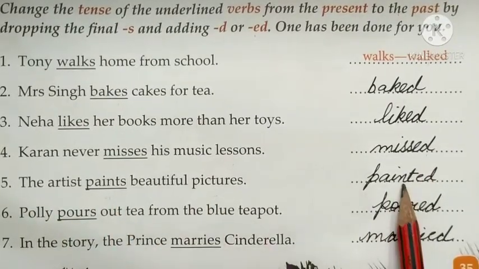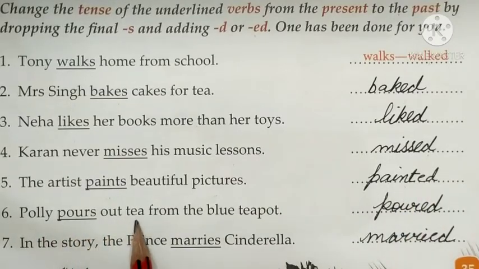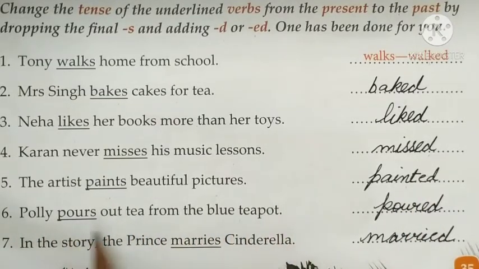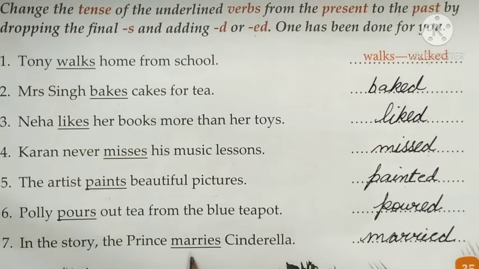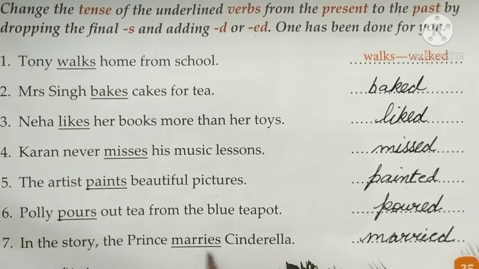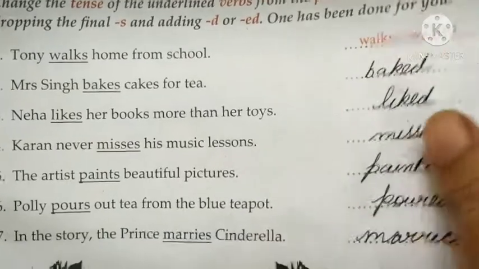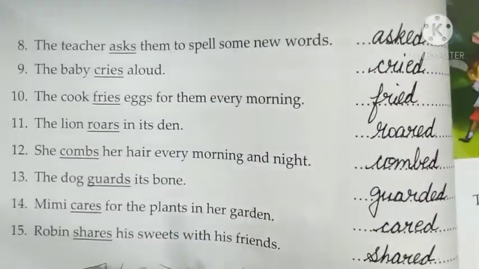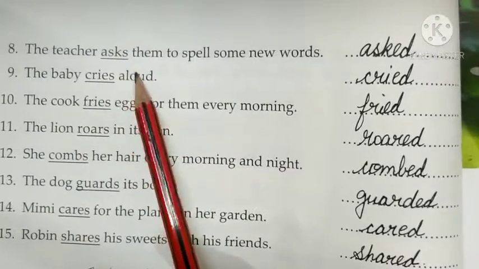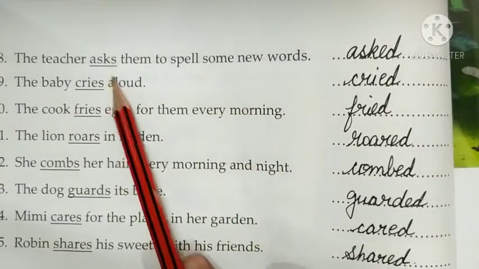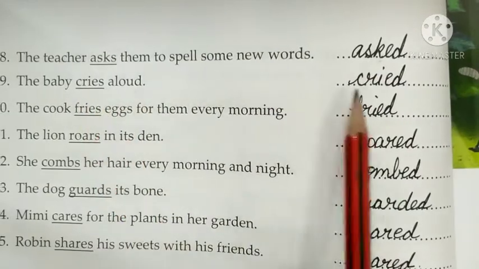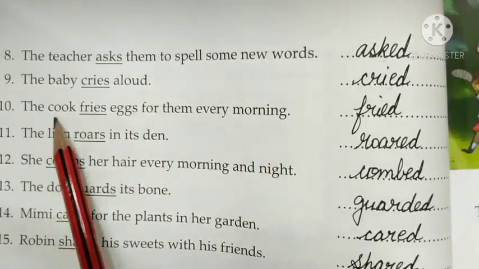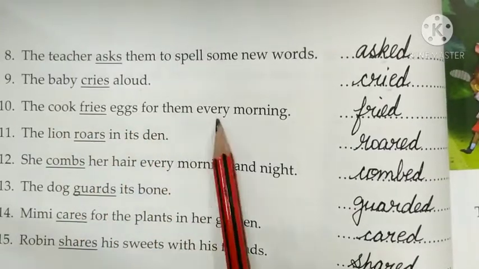Paints becomes painted. Polly pours out tea from the blue teapot. Pours becomes poured. P-O-U-R-E-D. Poured. In the story, the prince marries Cinderella. Marries becomes married. Okay. Now let's turn the page. The teacher asks them to spell some new words. Asks becomes asked. The baby cries aloud. Cries becomes cried. The cook fries eggs for them every morning.